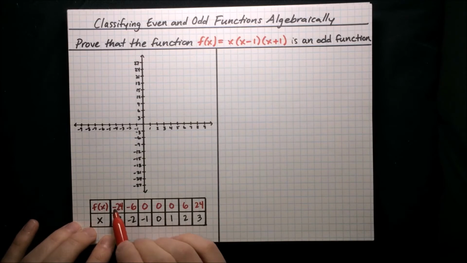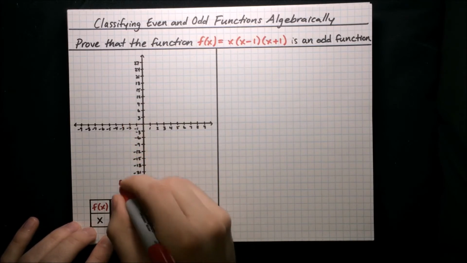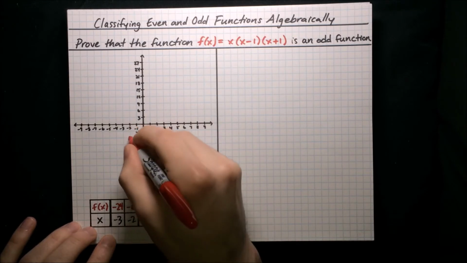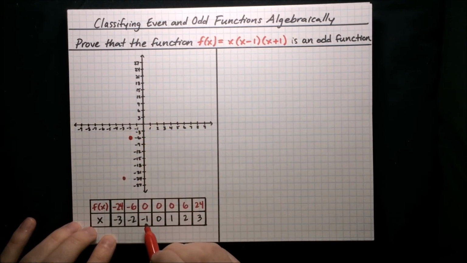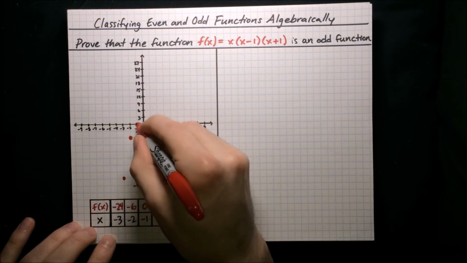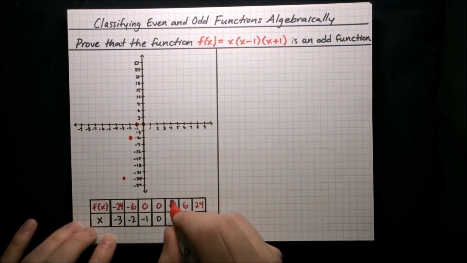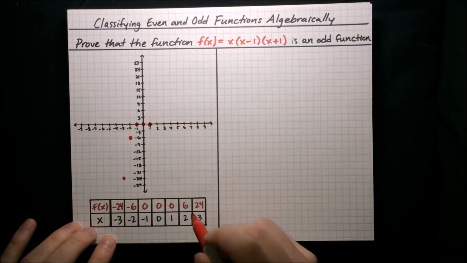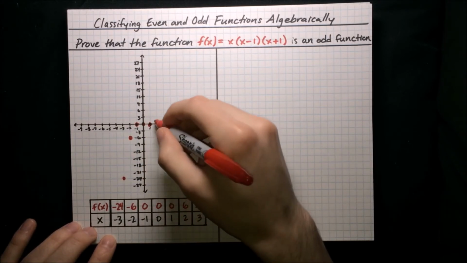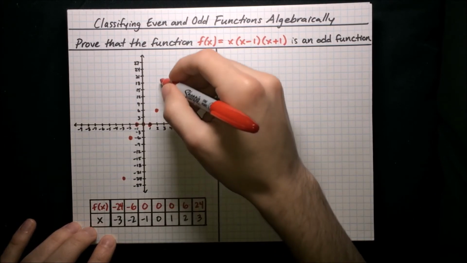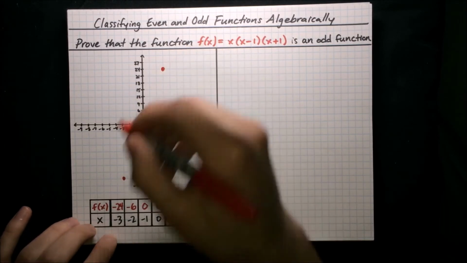So there's negative 3, negative 24, that's right over here. And negative 2, negative 6, that's right over here. And then negative 1, 0. Also 0, 0. Also 1, 0. A lot of zeros here. 2, 6. So that's right over here. And then 3, 24. So that's right about here.